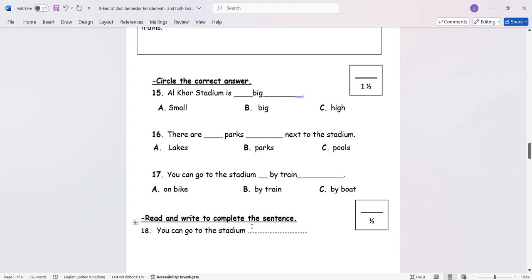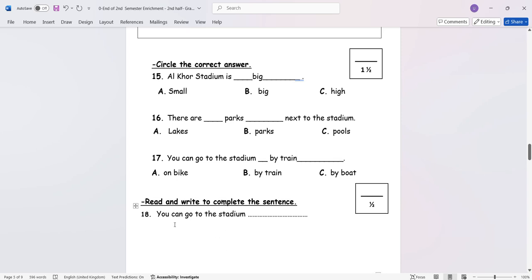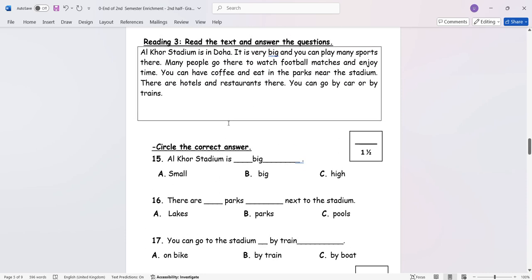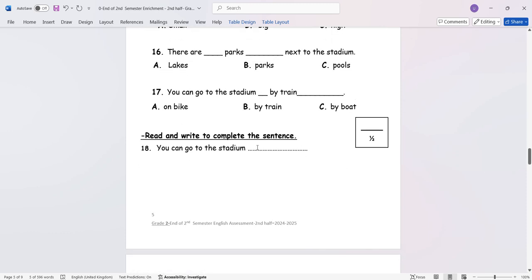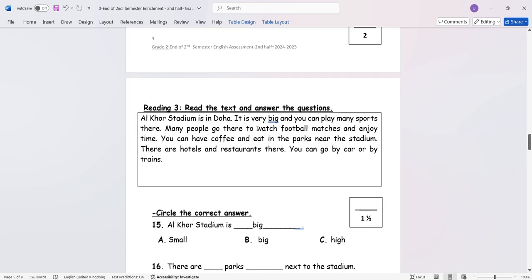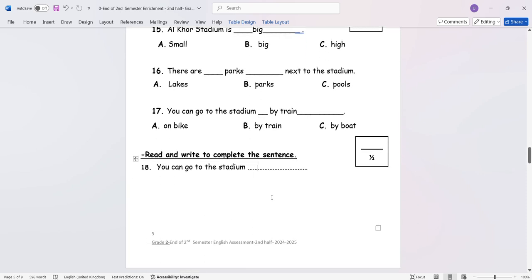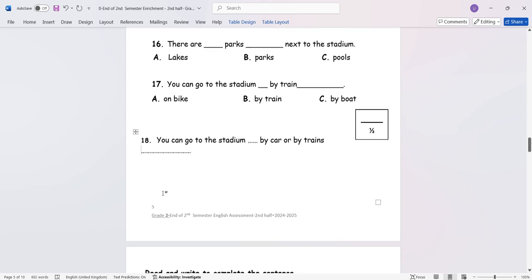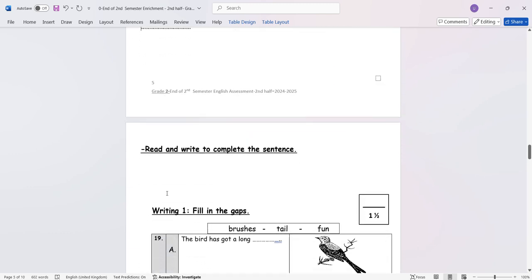Now we move to the next question. Read and write to complete the sentence. Question 18. You can go to the stadium. How can you go to the stadium? You can go to the stadium by car or by train. So the answer will be you can go to the stadium by car or by train. Okay, now we move to the next question.